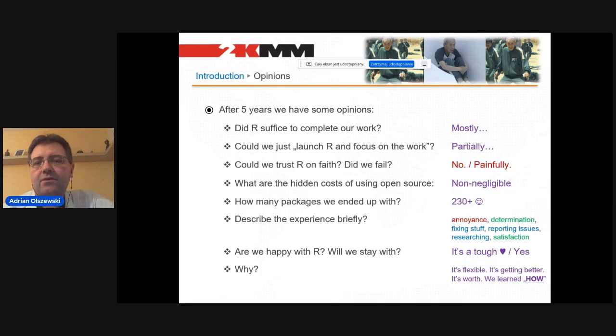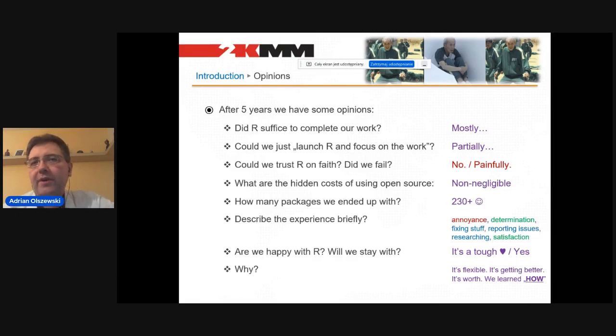So R suffices for our work mostly. Could we just sit and do our work with R? Partially. Unfortunately, we couldn't trust R from a numerical perspective, and we failed a few times painfully just trusting packages that we believed were fully safe, since so many people use them. They weren't. We ended up with more than 200 packages, and we use them on a regular basis at work.